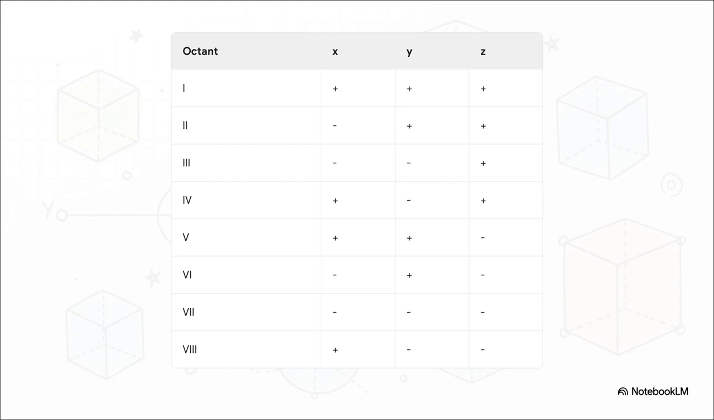Now, what's really fascinating here is how the positive and negative signs completely dictate which of those 8 octants a specific point lives in. If x, y, and z are all positive, you're right there in octant 1. But the moment you start moving left, down, or backward into negative territory, the combination of those plus and minus signs acts kind of like a distinct address code, pinpointing exactly where you've landed in the space.